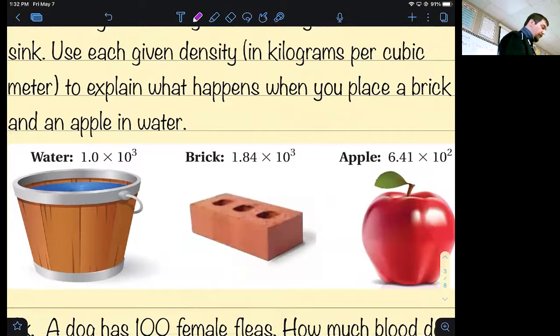Yes. So say you have like a battleship right here. How does it float in water if it's so heavy? It's less dense.